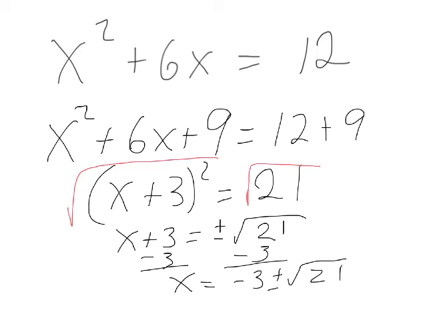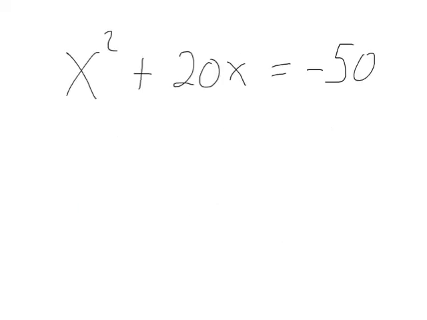Last thing I wanted to look at is right here. x squared plus 20x equals negative 50. Now, sometimes students get confused because we know that we can't have a negative square root and have real solutions. So I wanted to point out that just because I have a negative 50 over here does not mean that this problem has no real solutions. Instead, I still focus on this side. It is almost a perfect squared trinomial.